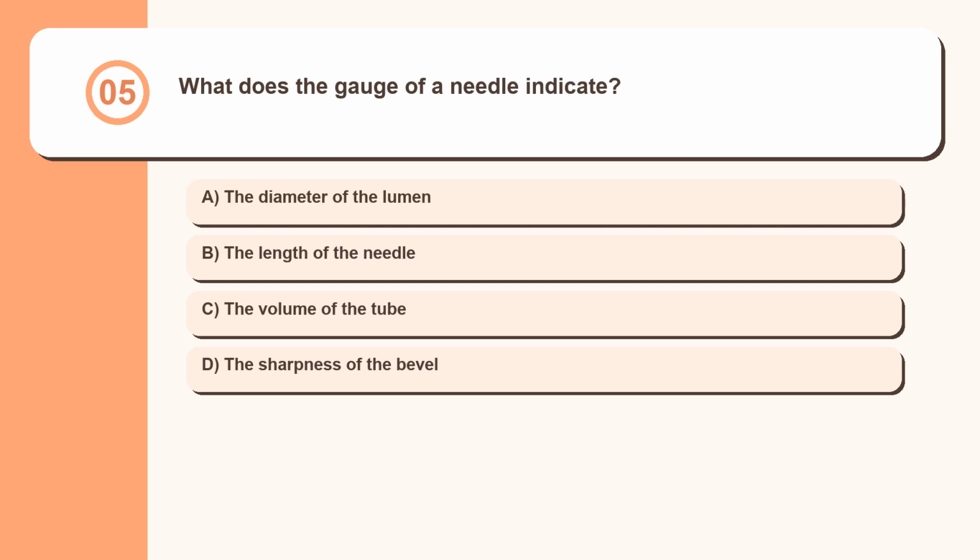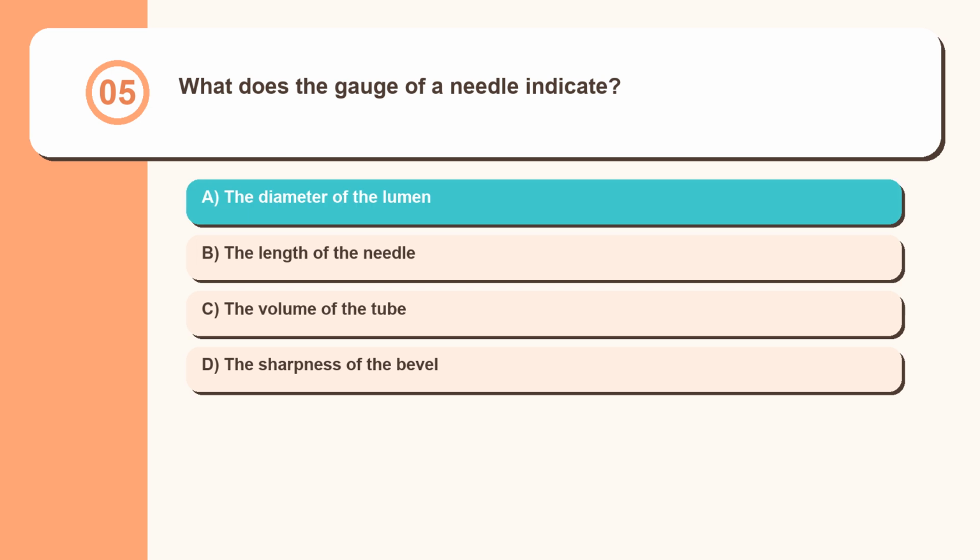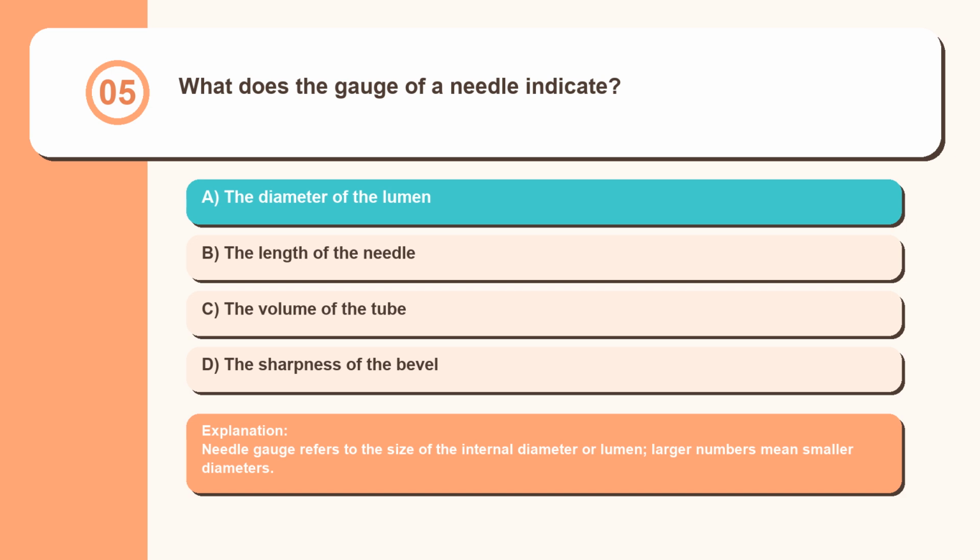Question 5. What does the gauge of a needle indicate? The diameter of the lumen, the length of the needle, the volume of the tube, the sharpness of the bevel. Needle gauge refers to the size of the internal diameter or lumen. Larger numbers mean smaller diameters.